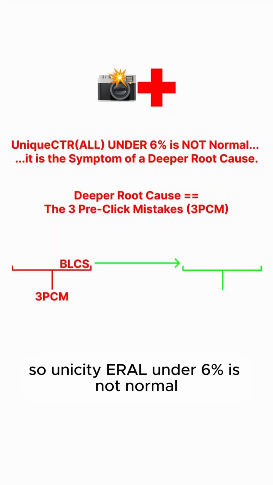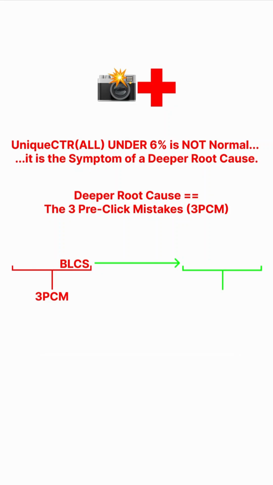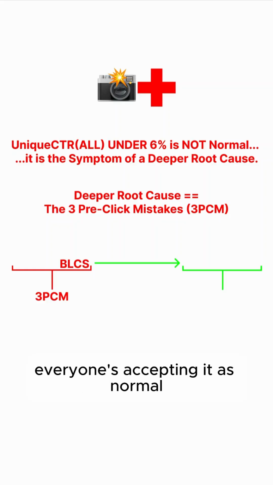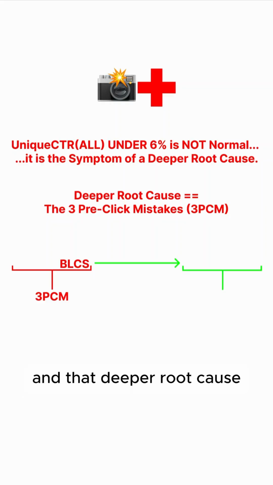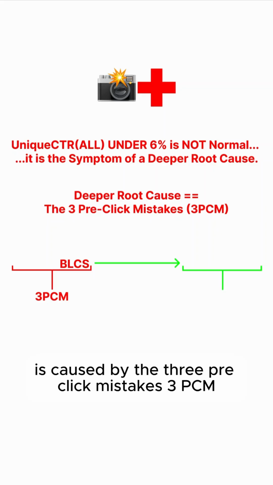Unique CTR under 6% is not normal. Super common, but it's not normal. It's actually the symptom of a deeper root cause. Everyone's accepting it as normal, but it means there's a big, massive structural issue in the ad. And that deeper root cause is caused by the 3 pre-click mistakes, 3 PCM.